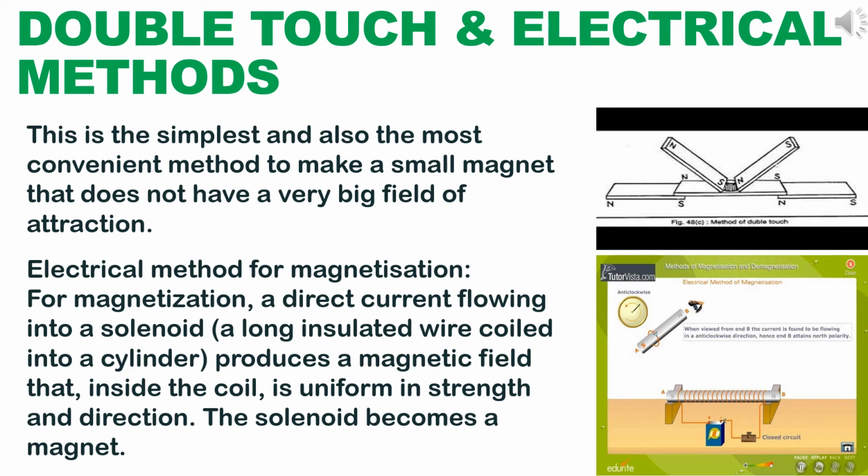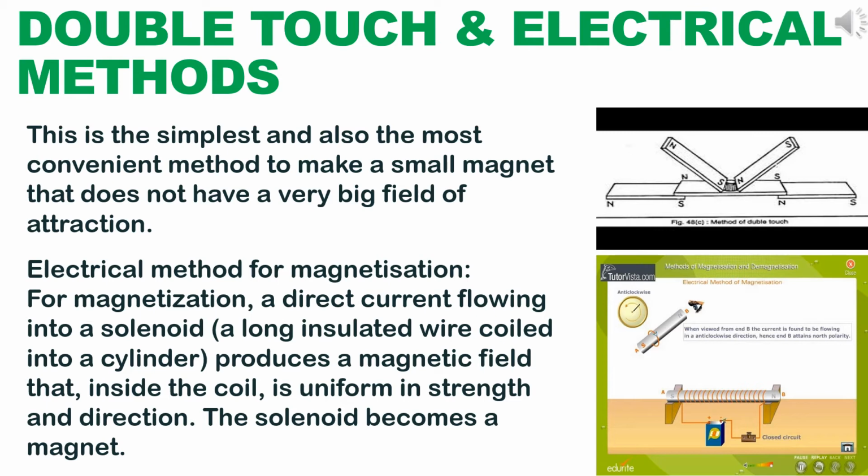So it is the same as the divided touch method, where the only difference is that in between the two stroking magnets, one piece of wood has been placed. And like this, it has been drawn, no lifting occurs. Now the last method, that is the electrical method.